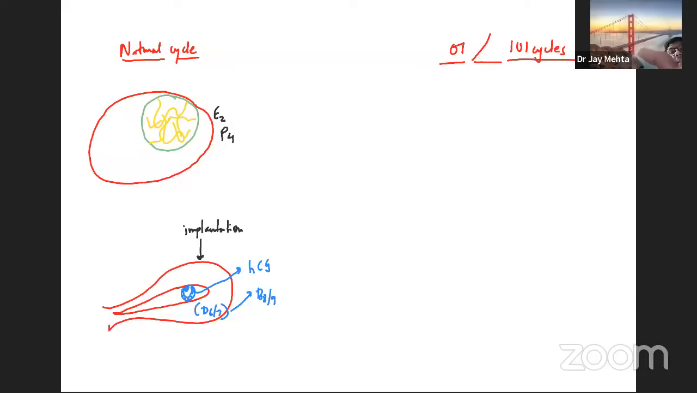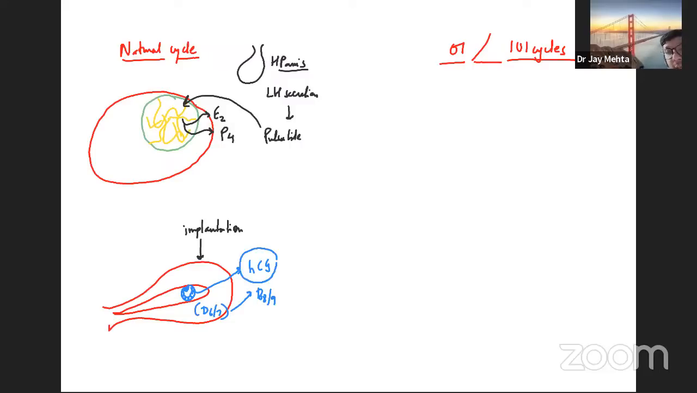Till that time, it is our brain, especially the hypothalamo-pituitary circuit, the HP axis, which allows for LH secretion. This LH secretion occurs in a pulsatile manner, and it allows the corpus luteum to be maintained, which thereby secretes estrogen in small quantities and progesterone in large quantities. After beta HCG comes into the picture, beta HCG is a great molecule. The greatest thing about beta HCG is that it has a longer half-life.